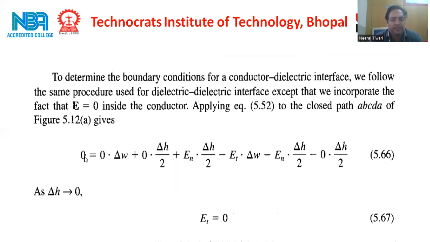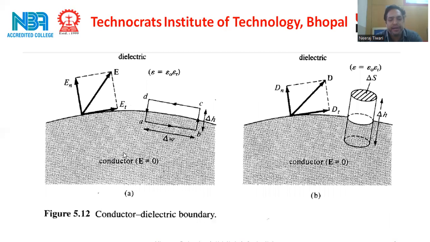So that 0 came here, and now there is an equal to sign. Now here you can see 0 dot del W. Why did 0 and del W come here? E is equal to 0 inside the conductor, and moving along the tangential component, del W is the length. That's why del W times the electric intensity inside the conductor, 0. So that's why 0 dot del W. Again we move from B to C. It's a tangential component, and in the tangential component, again 0.